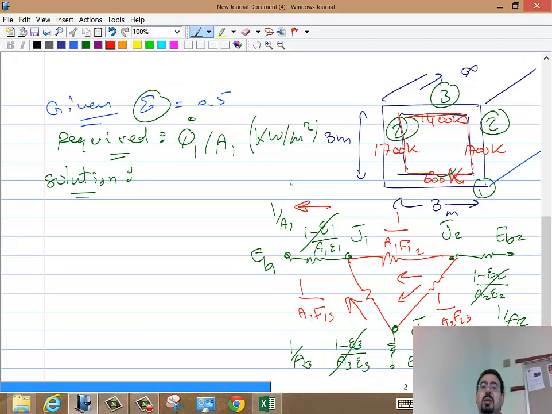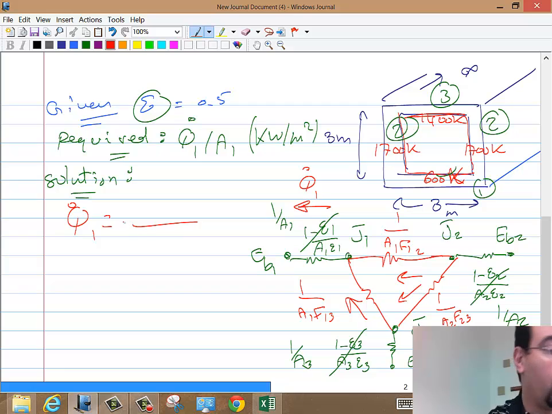This would be Q dot 1. So eventually, once we solve for J, that is the solution backward. Q dot 1 would be EB1 minus J1, actually I'm plotting it in the other direction, over R1, R surface 1. This is R1.